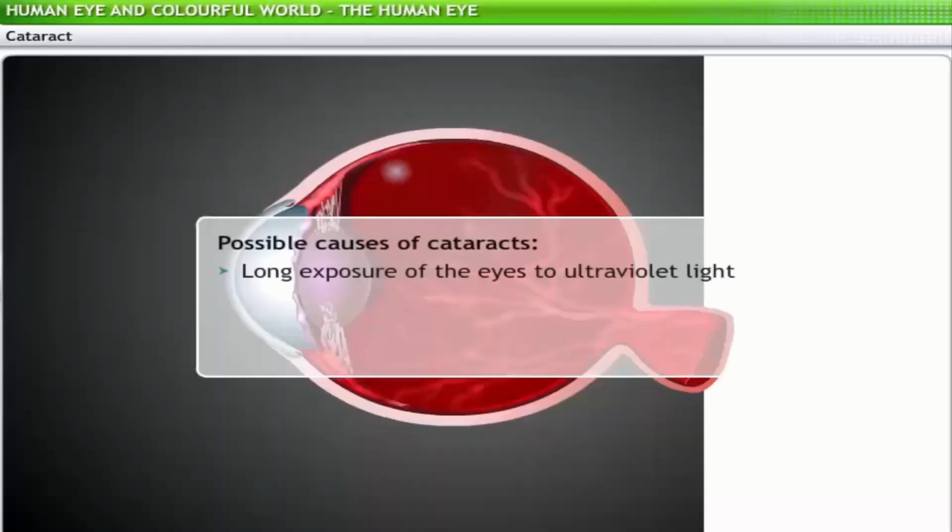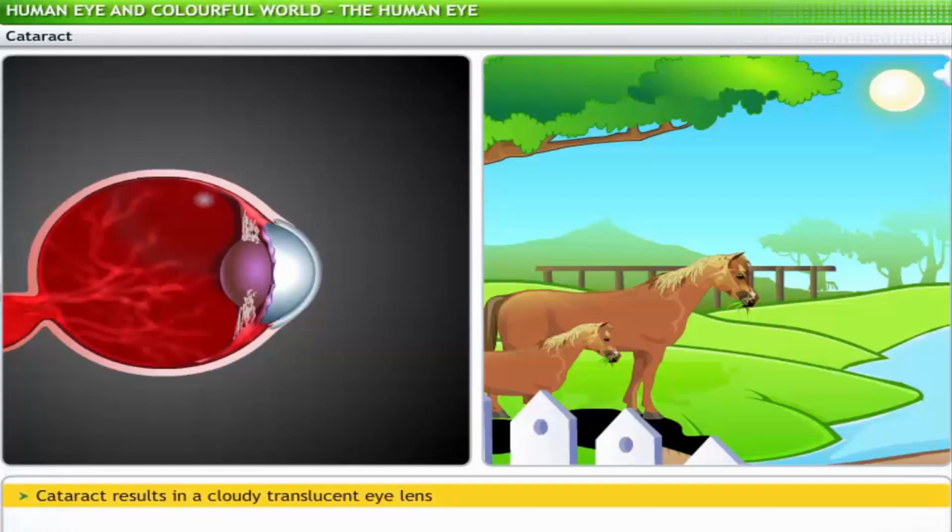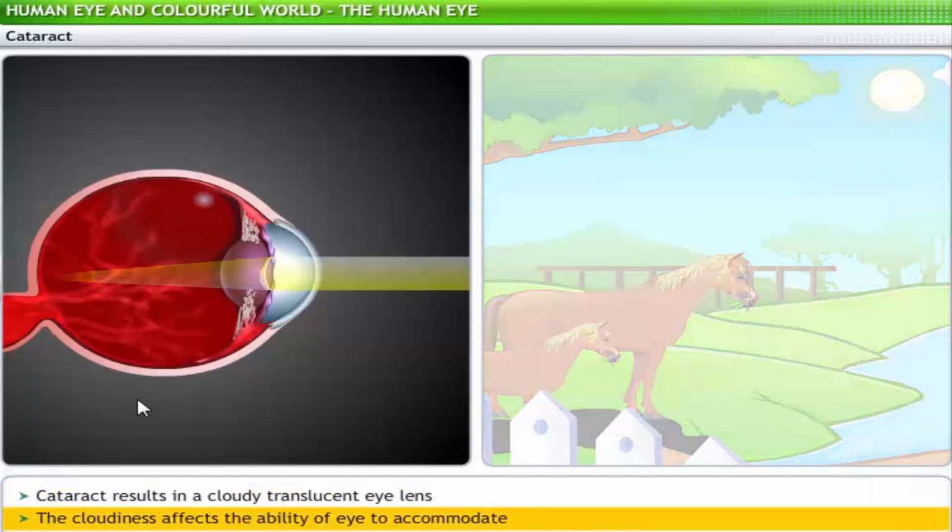Long exposure of the eyes to ultraviolet light, effects of diabetes, hypertension, and old age can result in a condition called cataract. People suffering from cataract display a cloudy translucent eye lens. Cataract affects the ability of the eye to accommodate the change of distances.